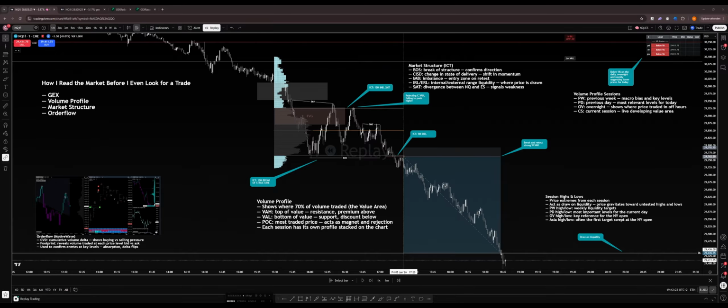I'm going to dedicate a full video to Orderflow on its own because it deserves way more time than I can give it here. This is MotiveWave and the templates I use.